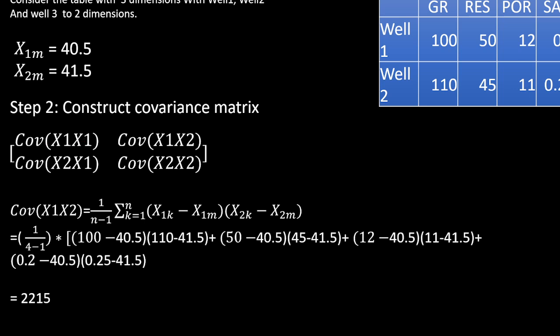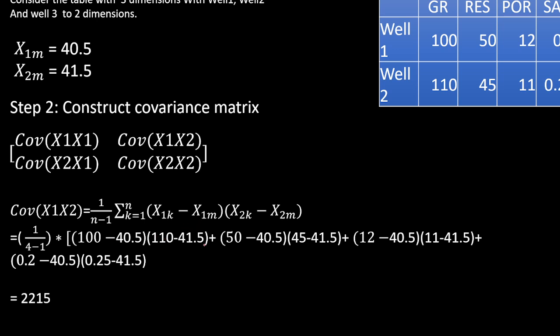So the same way you have to do for x1 x2. So here you can see the formula changes. 1k is there, here 2k is there, since it is x2. At the same time, the mean also changes: x1m, x2m. So x1m is 40.5, x2m is 41.5. So the first value will be x1 and the second value will be x2. So that is 110 and 100.